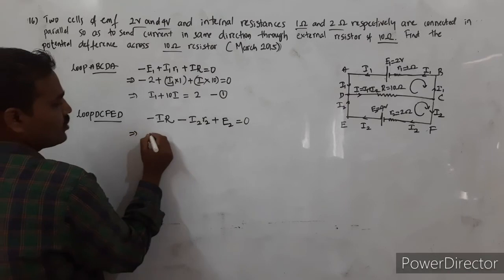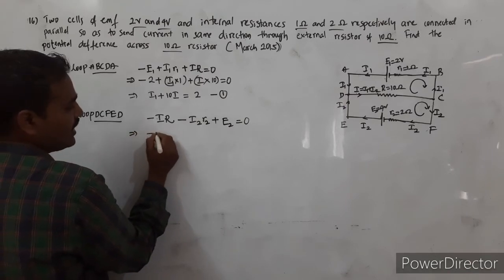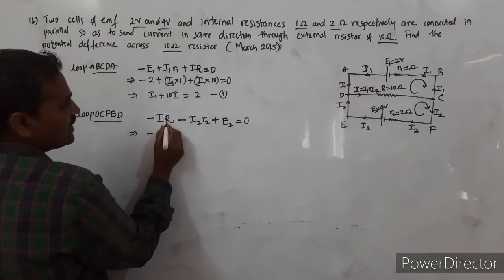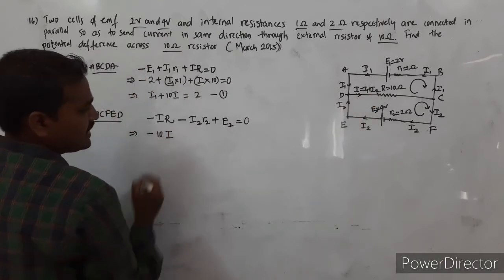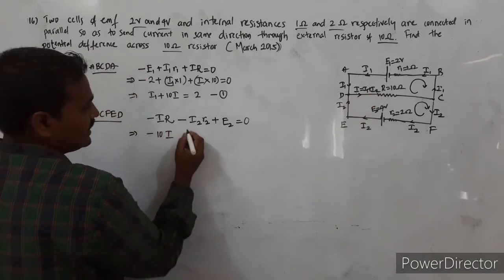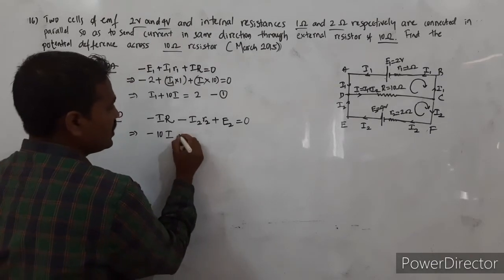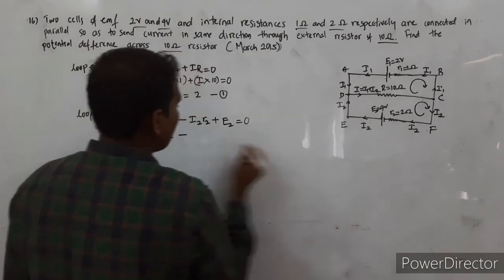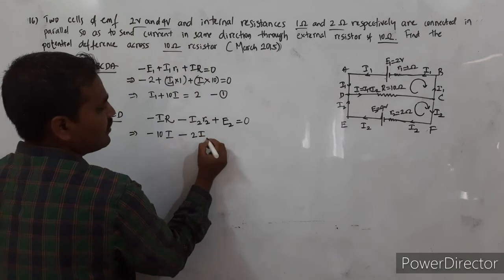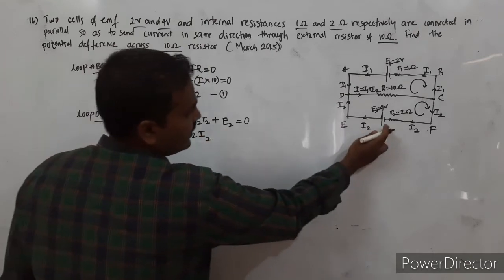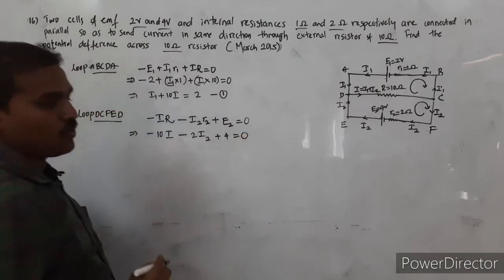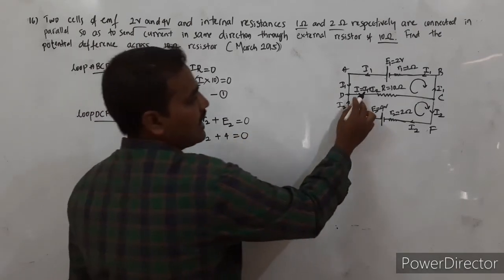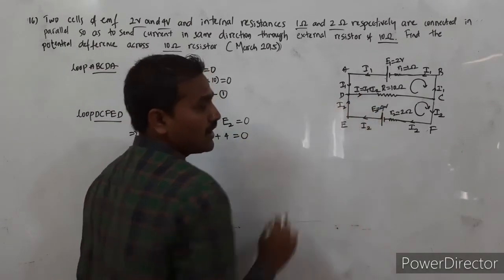Let me substitute the values. I write it as minus I into R, R is 10, so I can write it as minus 10I. Then I2 we don't know, R2 is 2 ohm, so I write it as minus 2I2, plus E2, that is 4 volt. This is equal to 0. And we know that I1 plus I2 is equal to I.